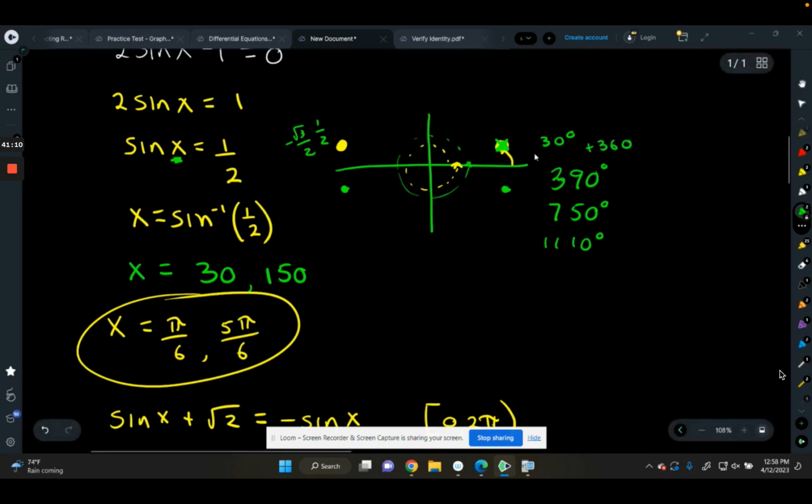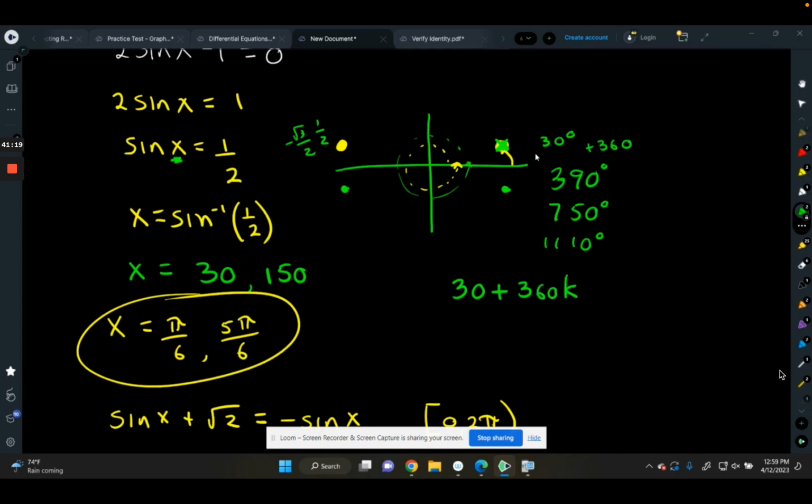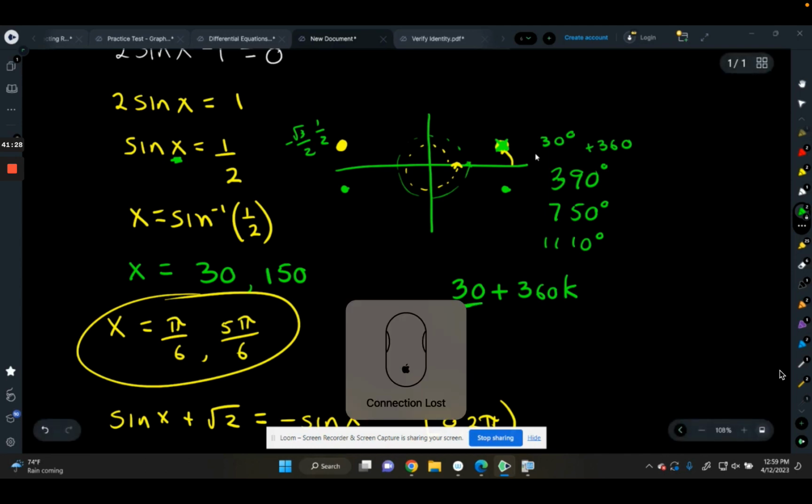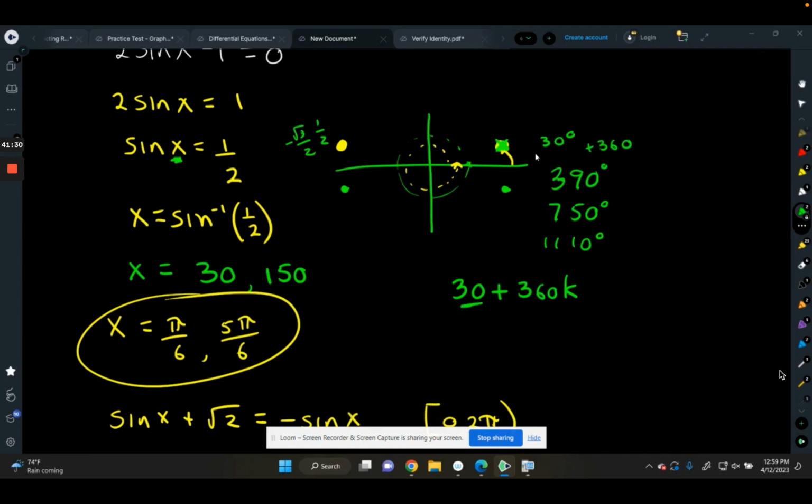So I'm just going to work in degrees first. So we would say 30 plus 360k. k refers to how many times around I'm going. So if I don't go all the way around, k would be 0, so it would be 30 degrees. If I go around once, it would be 30 plus 360. If I go around again, it's 30 plus 360 times 2, right? This number refers to the period, okay?